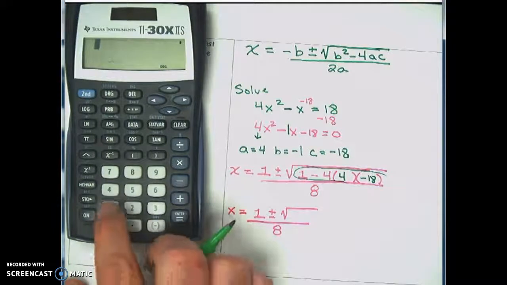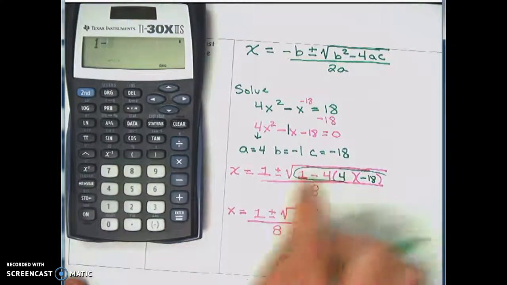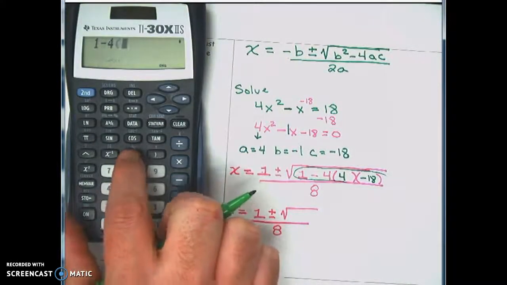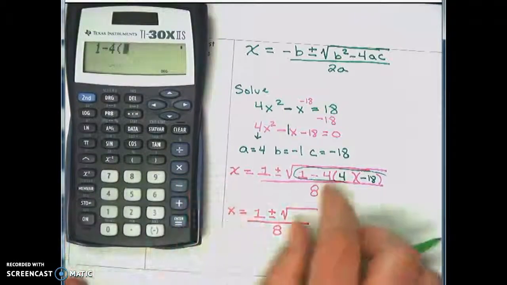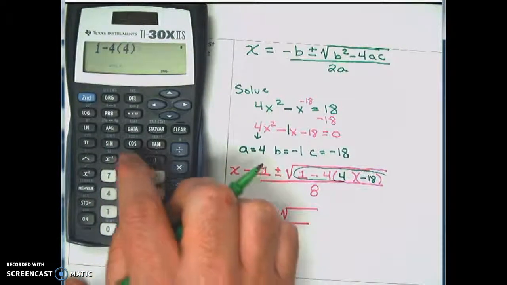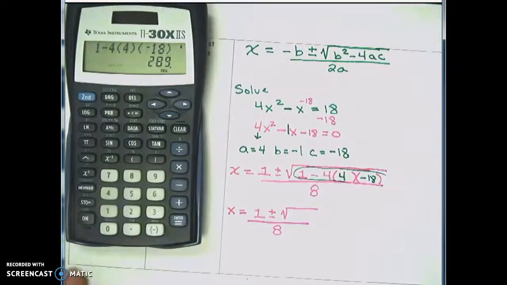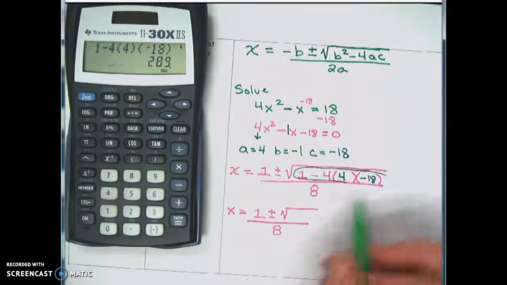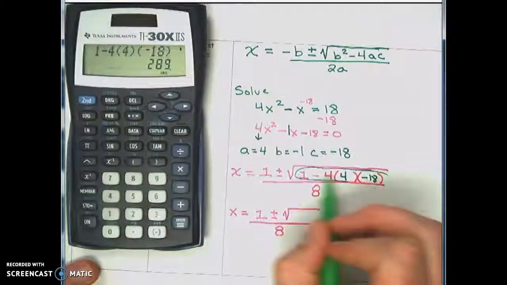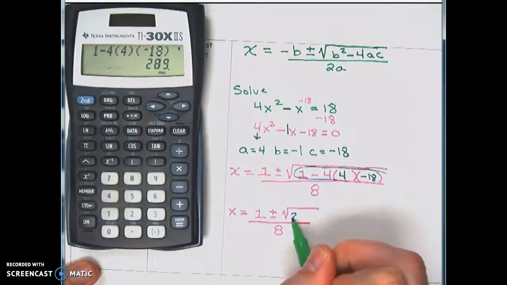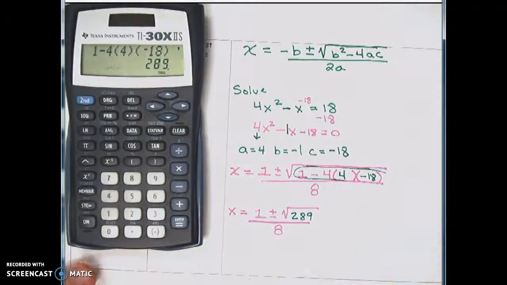So I'm going to start here with the 1 minus 4. You can use parentheses for times, or you could just use the times button. 4 times 4 times negative 18. And when I multiply that out, that gives me 289. 289 is the number that goes inside this square root. So I'm going to put the 289 inside the square root.